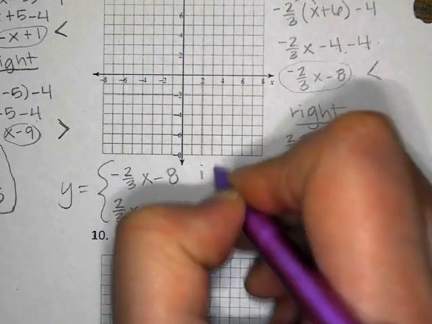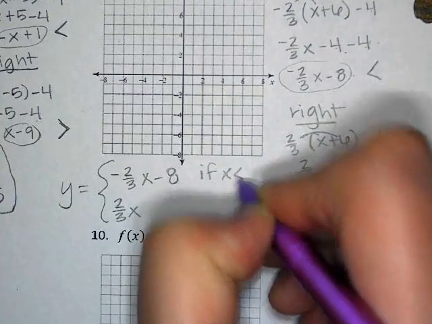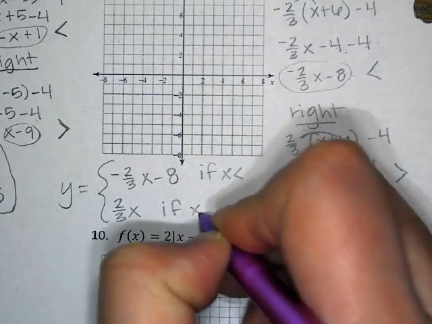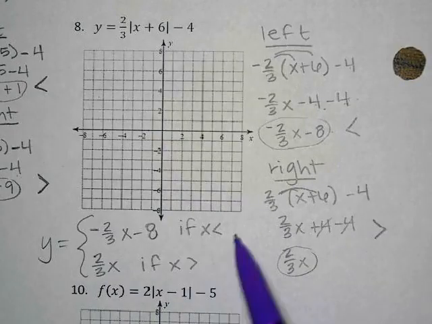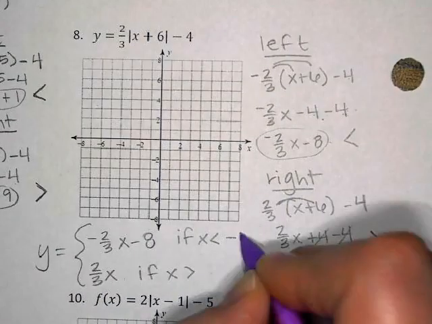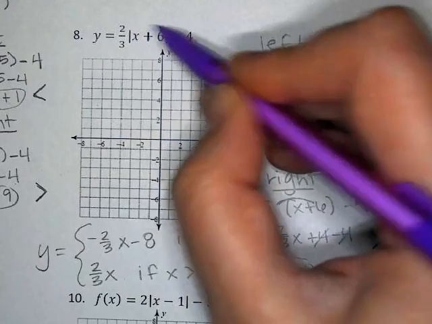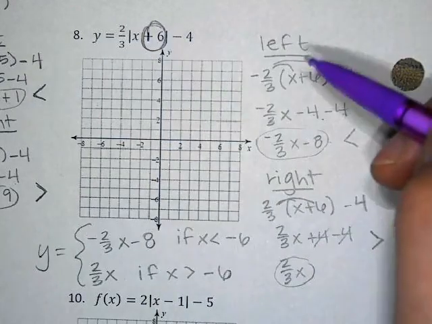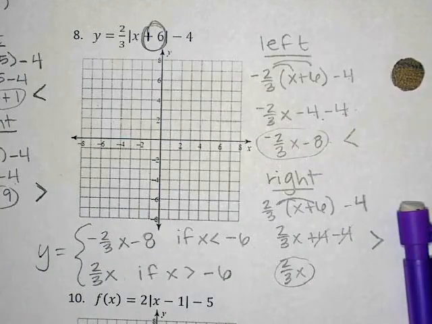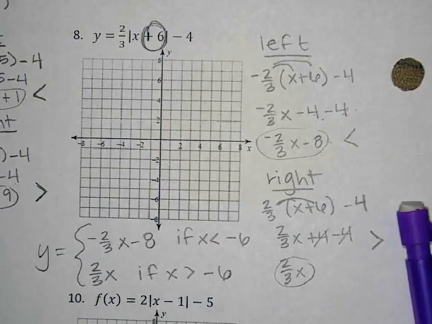And then what's the number? What's negative 6? And so the negative 6 is coming from right here. Okay. I want everybody to try number 10. Everybody's going to try number 10. Number 10. Yes, number 10.